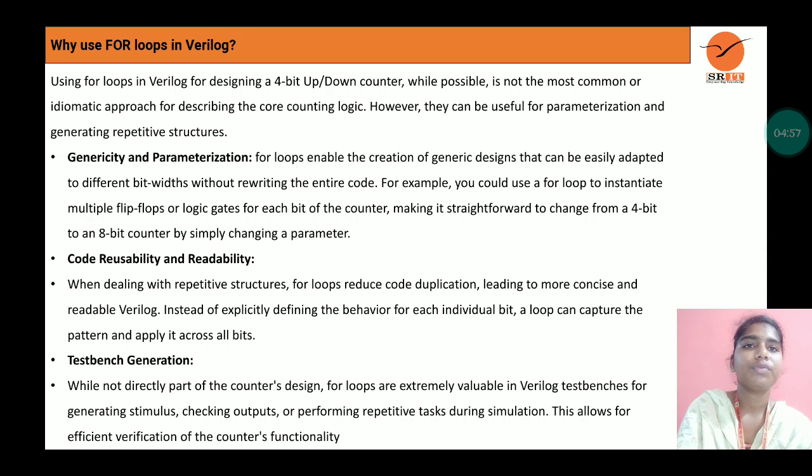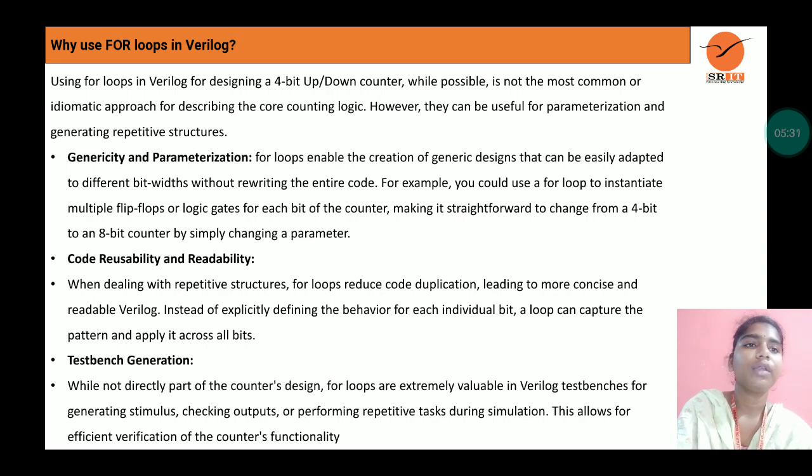Why use for loops in Verilog? Using for loops in Verilog for designing a 4-bit up-down counter, while possible, is not the most common or idiomatic approach for describing the core counting logic. However, they can be useful for parameterization and generating repetitive structures. Genericity and parameterizability: for loops enable the creation of generic designs that can be easily adapted to different bit widths without rewriting the entire code.